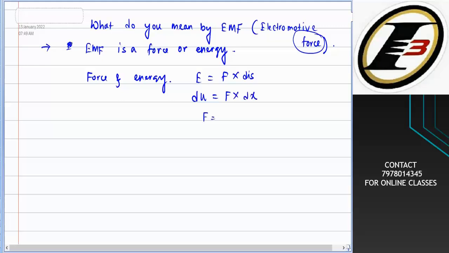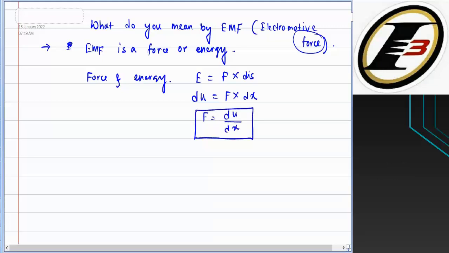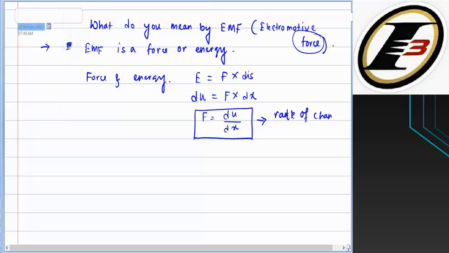So force is equal to dU by dx. So what do you mean by this dU by dx? This is nothing but the rate of change of energy. Rate of change of energy is nothing but your force. So that means energy is required to provide a force.